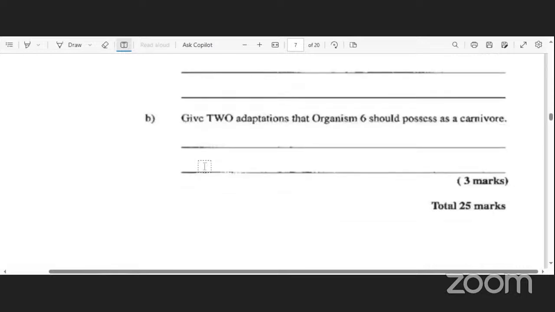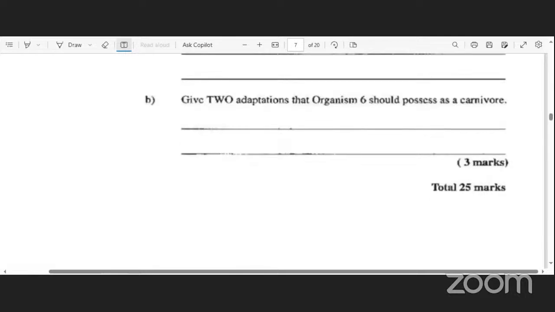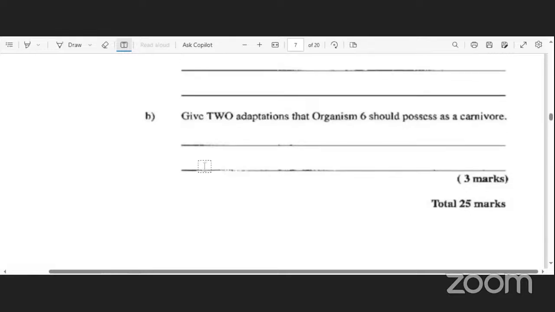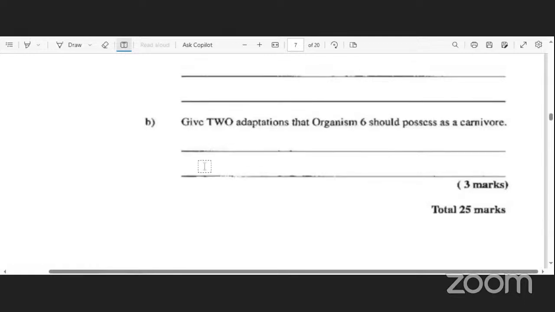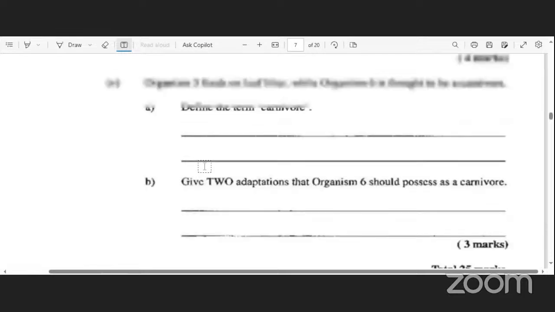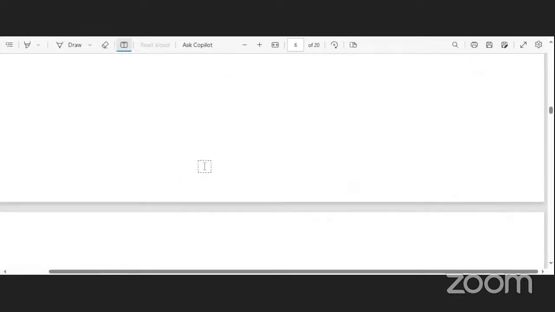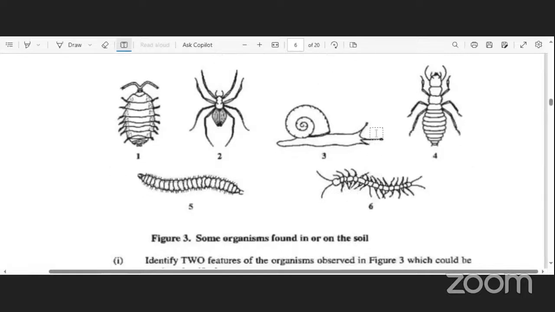All right, so next question, give 2 adaptations that organism 6 should possess as a carnivore. So in order for organism 6 to catch its prey as a carnivore, what are 2 adaptations that it needs? So let's go back to the picture. Let's look at organism 6. So this is organism 6. What kind of adaptations do organism 6 need? So a carnivore is an organism that feeds on only animals.